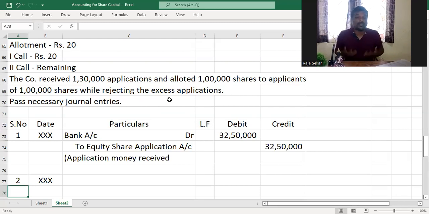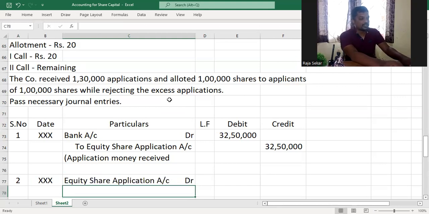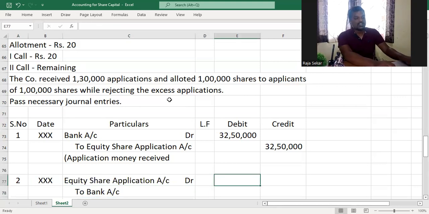So before we make the allotment, we've got to refund the application money on the rejected applications. When we refund the application money, equity share application account will be debited because that liability is getting reduced. As we are giving the money back, the liability is getting reduced, right? So the money in our bank account is going to decrease. When I say credit, it means the company's bank account is going to decrease. So we are refunding. What is the amount?